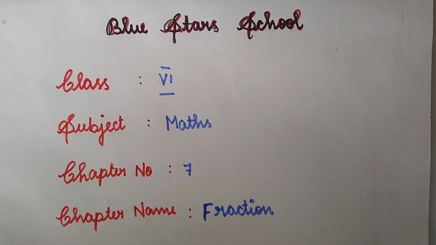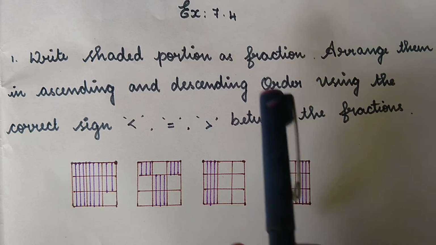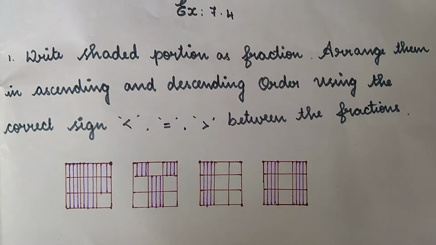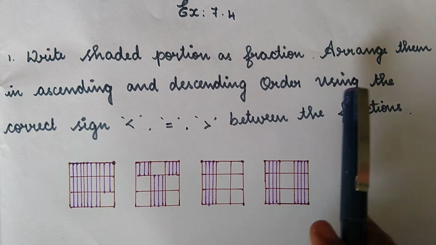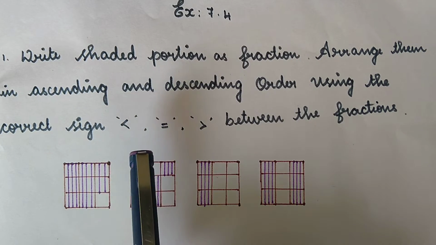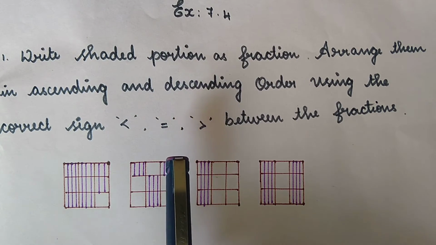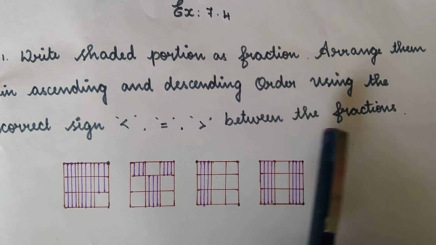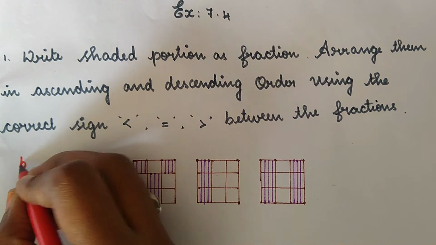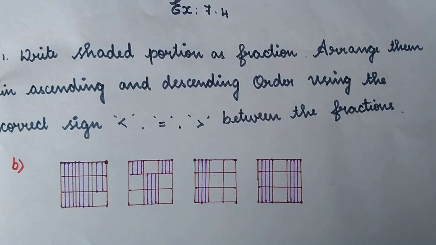Take exercise number 7.4. Write exercise number 7.4. Take question number 1. Write the shaded portion as a fraction. Arrange them in ascending and descending order using the correct sign: greater than, equal to and less than between the fractions. Okay, let's take subdivision B. We have to arrange them in ascending and descending order.